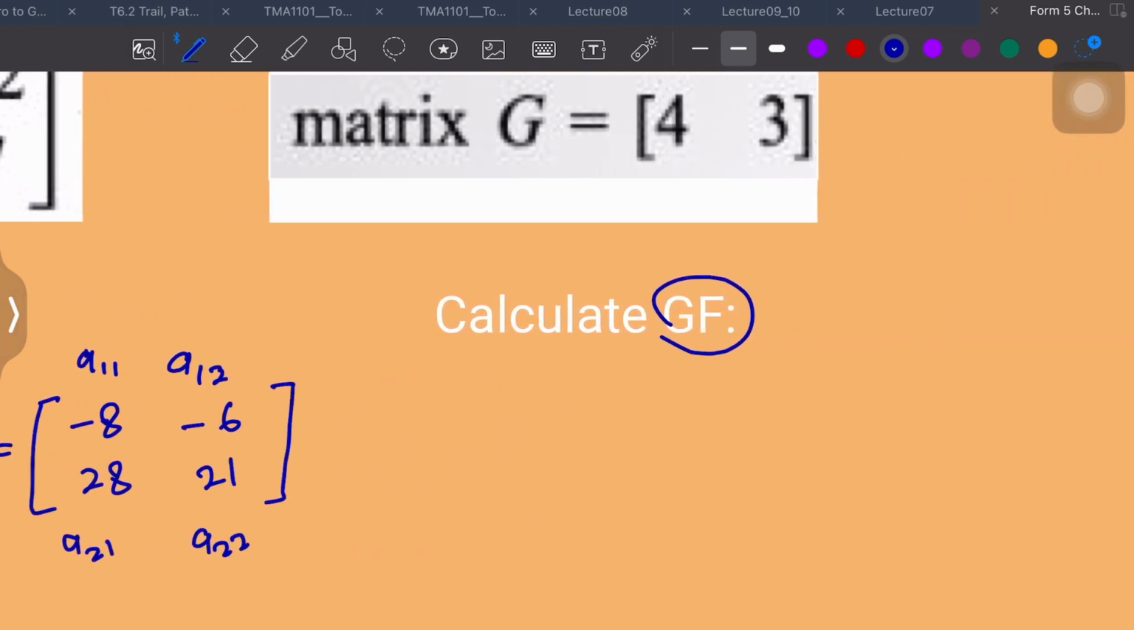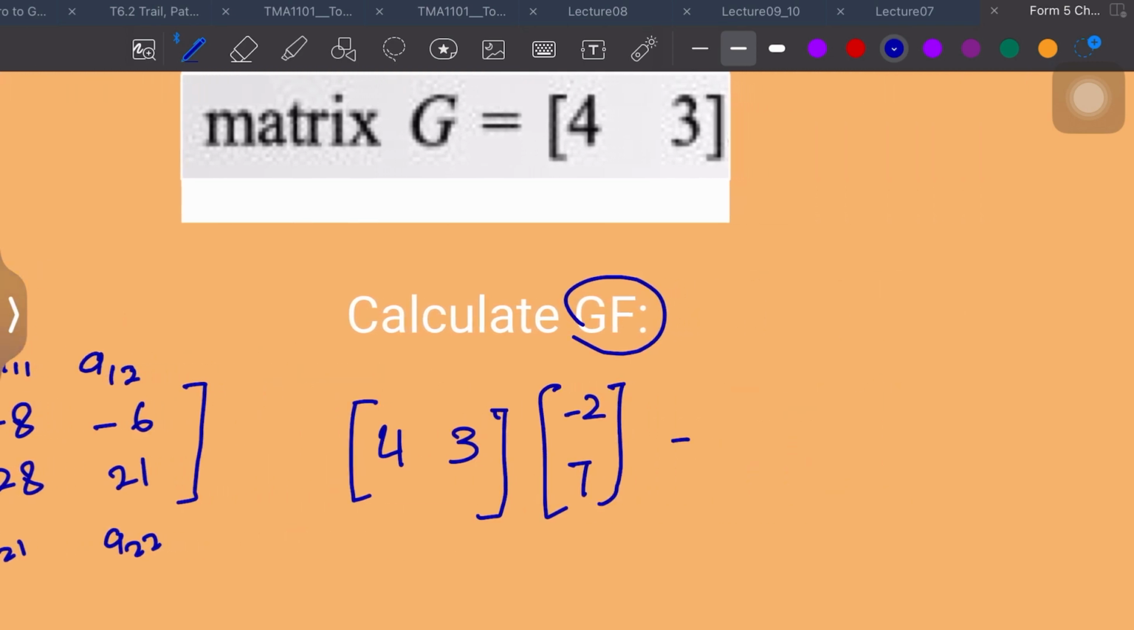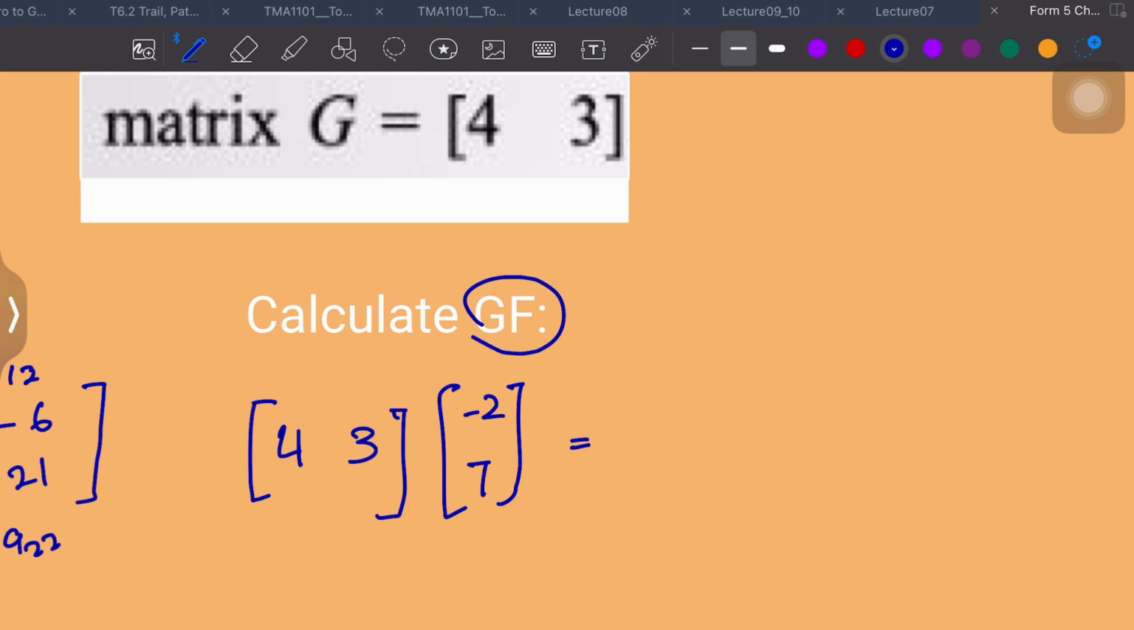Then for GF, 4, 3, and -2, 7. We want to look for the first row, first column. 4 times 3.